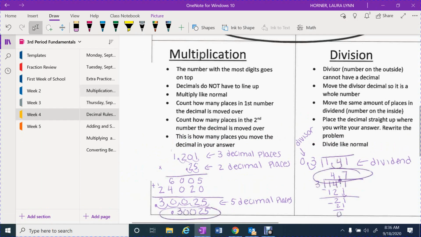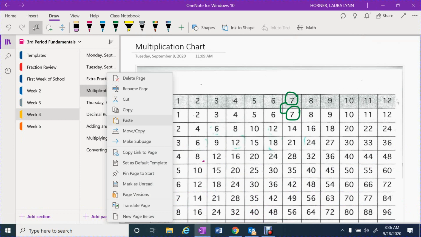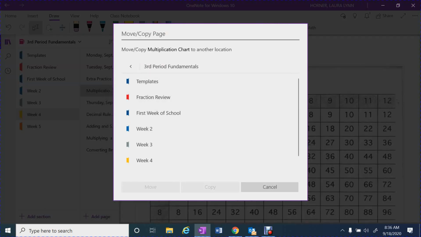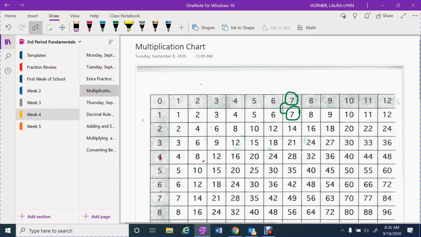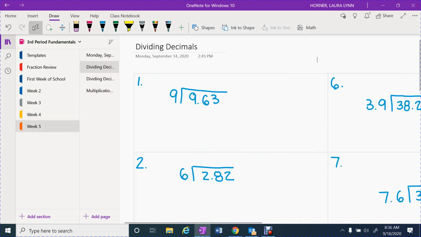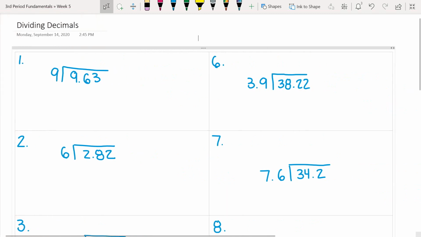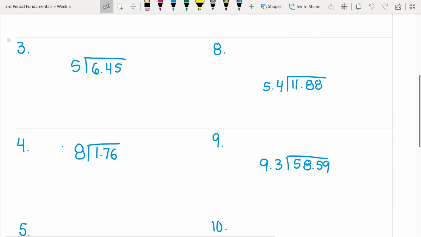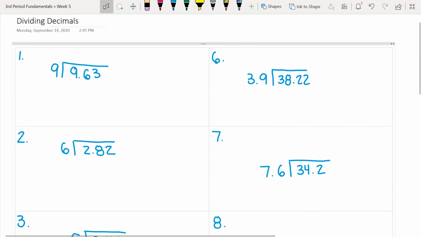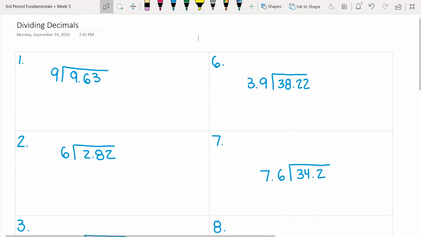Now, I'm probably going to need my multiplication chart. So let me move this over to the week I'm working on right now so that I have it pretty easily accessible. Okay, I am back here. So now let's actually get going here. The first 5 problems are where we will not have to move our decimal point. The last 4, so 6 through 9, we will need to move our decimal point.